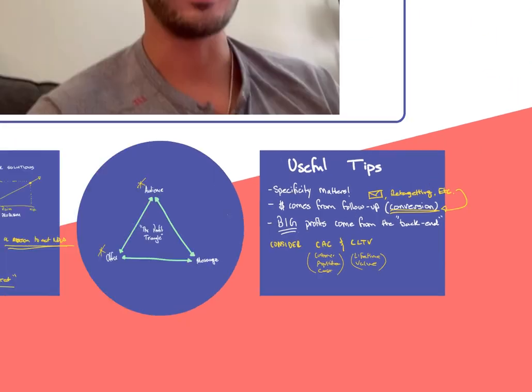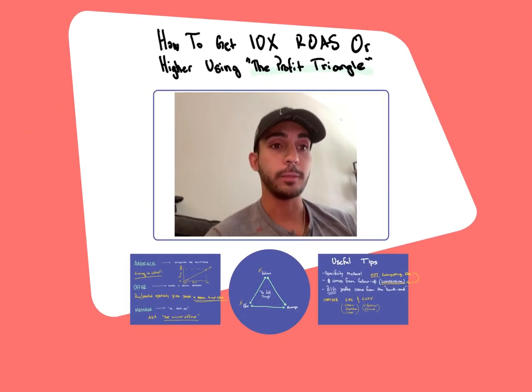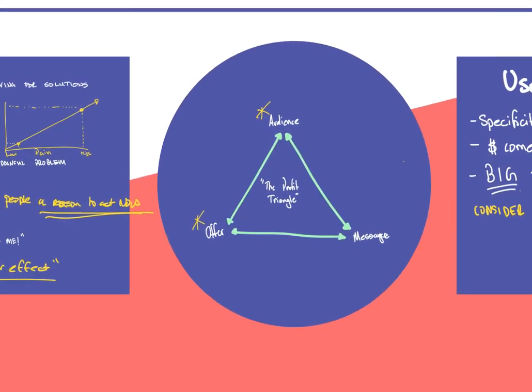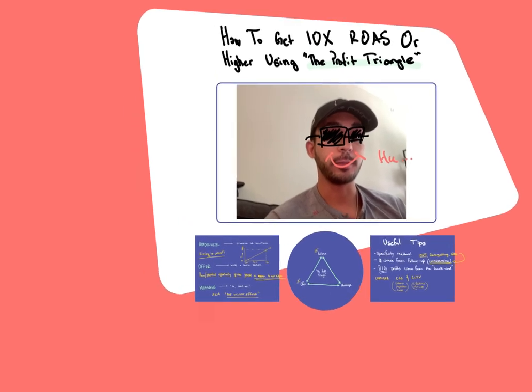So that is my presentation on the profit triangle. Hopefully you take this and it starts to make sense. You can look back into your own company, your own funnel, your own advertising efforts, and start to see how these three elements are playing a role in a positive or negative way. And if it's positive, great, keep doing it. And if it's negative, now you have awareness of what to work on so that you can improve the return on ad spend of your advertising.